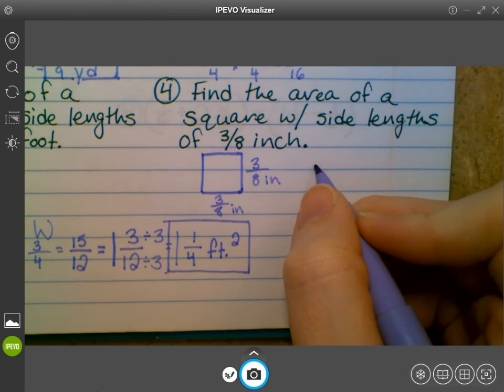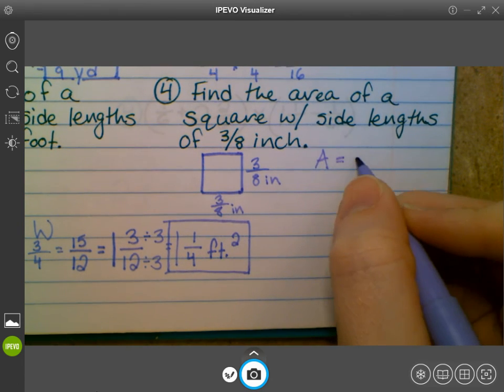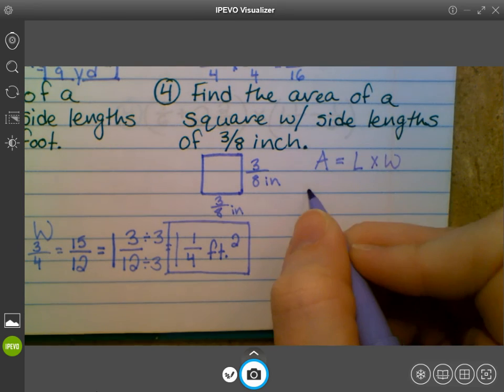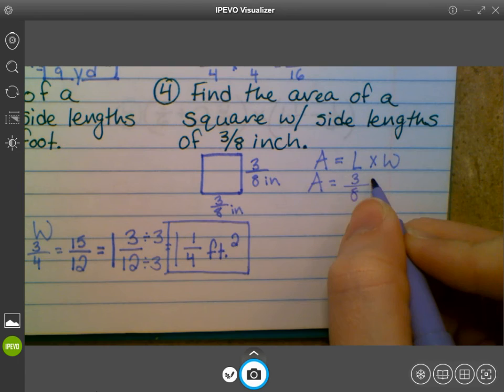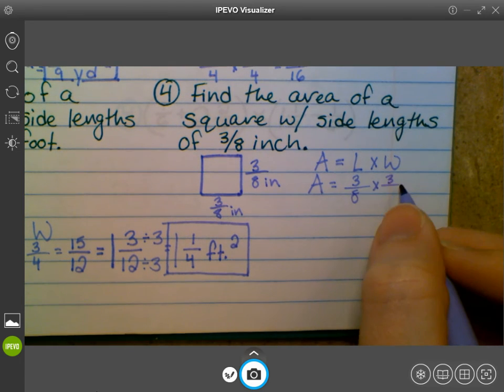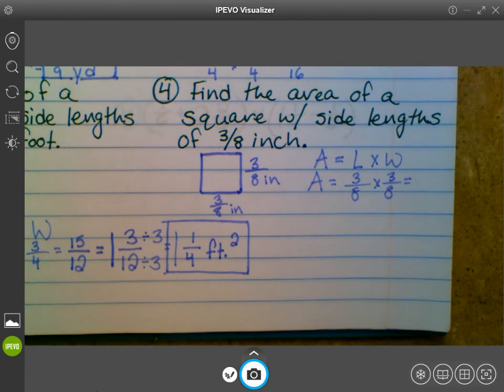So my formula is A equals L times W. So area equals length, which is 3/8, times the width, which is 3/8. Whisper to the person next to you, what did you get as your answer for number 4? All right. On the count of 3, tell me what you got as your answer for number 4. 1, 2, 3.